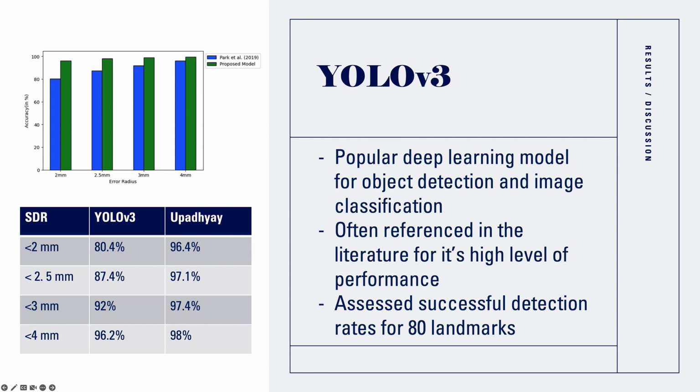When the successful detection rate of our model was analyzed at these intervals for the 27 landmarks, its performance was substantially higher. While the original YOLO model achieved an 80.4% successful detection rate for 2 millimeters, ours was 96.4%. While this was not a direct comparison because different landmarks are being analyzed, it provides strong evidence that the current model shows very promising results.